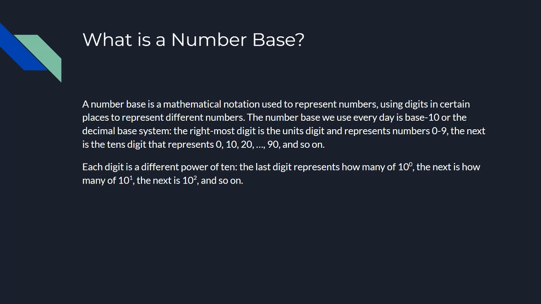So the last digit represents how many of 10 to the 0 we have, and then the next is how many of 10 to the first power we have, and then the next is 10 to the second, and so on. And of course, we can't go over 9 in our last digit, because if we do, then that's included under 10 to the first. So we just put that in there. And that's why we sort of carry numbers when we add things, right?